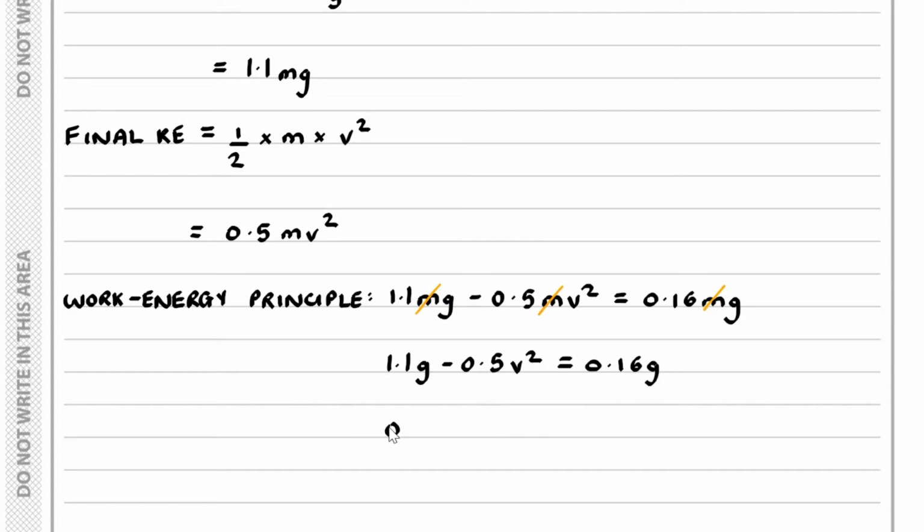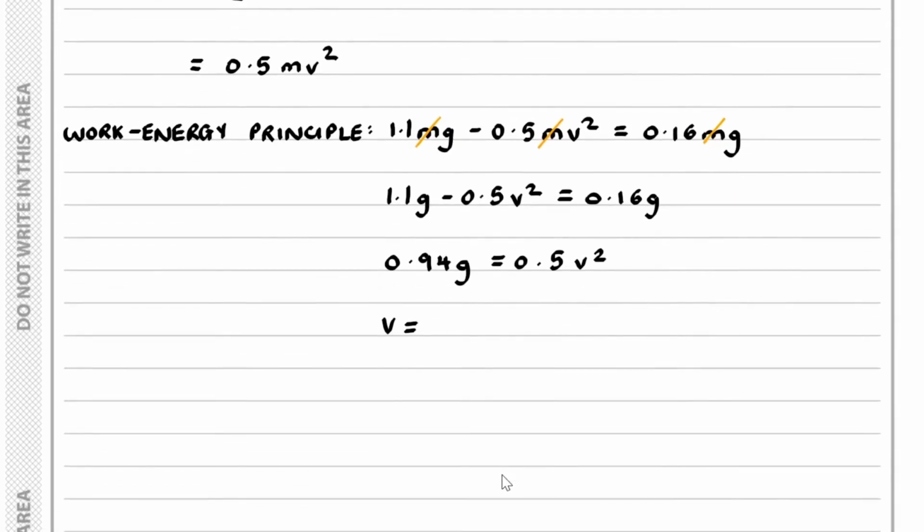So 0.94 g is equal to 0.5 v squared. So v is equal to, well, let's work out what v squared is equal to.